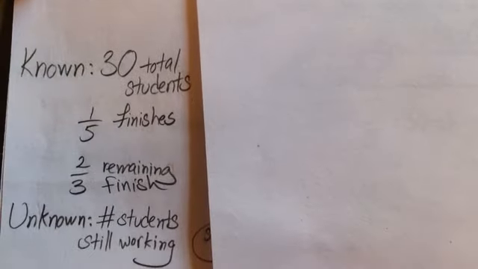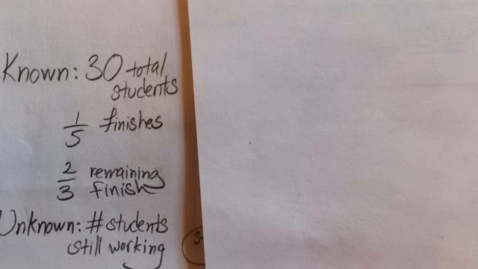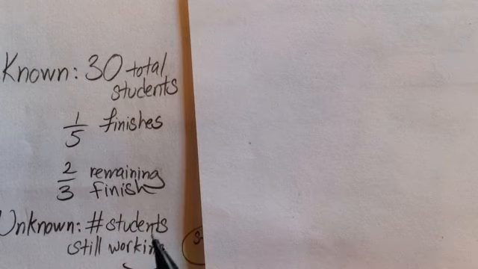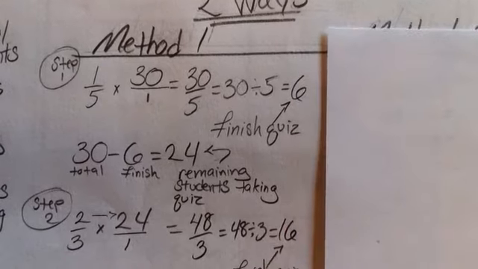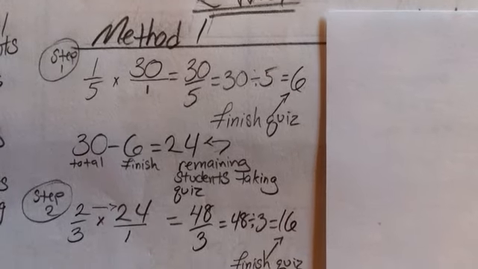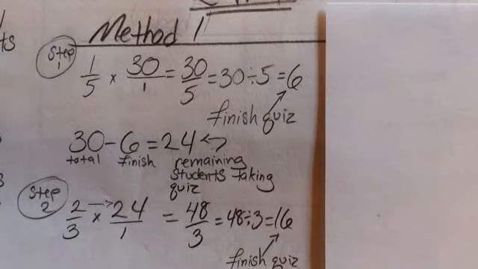Let's set up our known and our unknown. What do I know about this problem? 30 total students are taking the quiz. 1/5 finishes the quiz, then the remaining 2/3 finish the quiz. The unknown, I don't know how many students are still working. I need to figure that out. I'm going to show you how to do this in 2 different ways. Method 1 you can think of as the mathematical way, and then we'll look at method 2 later.